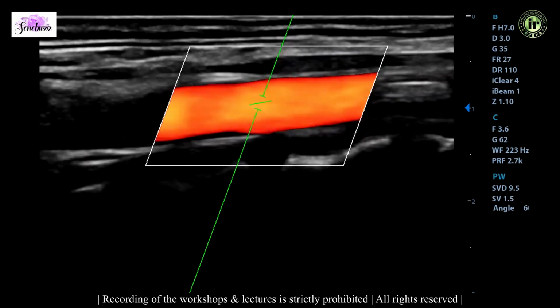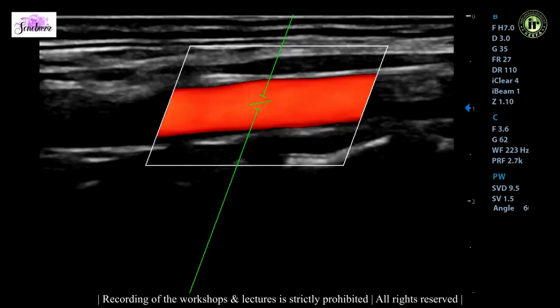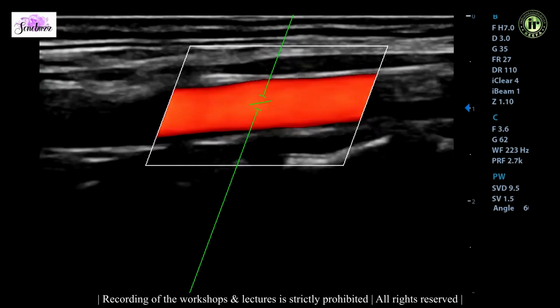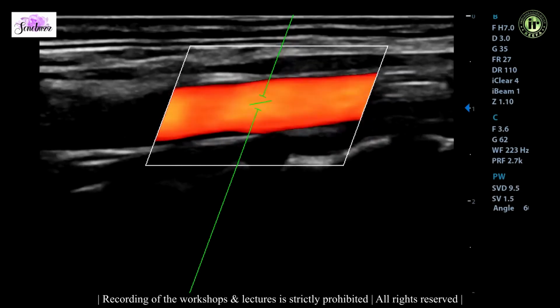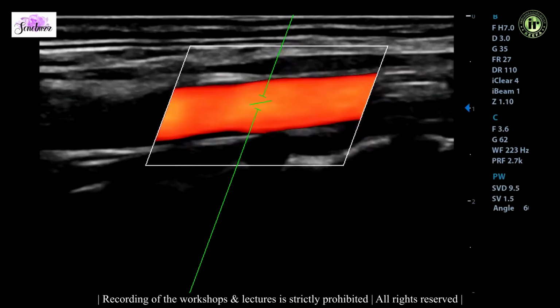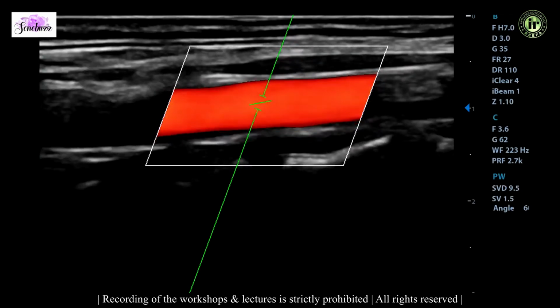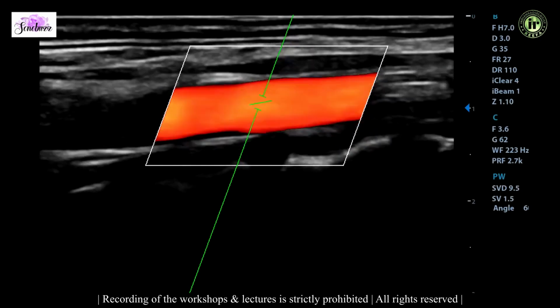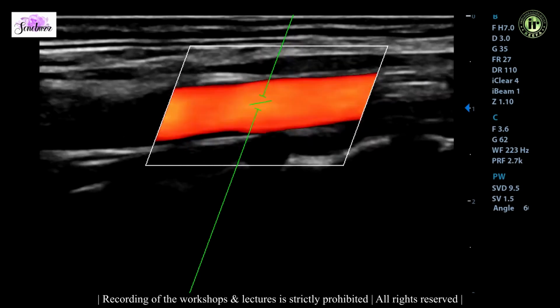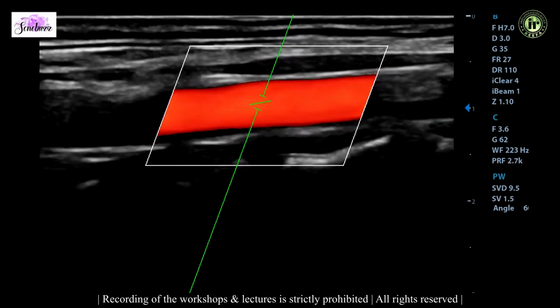So for the spectrum, it is imperative that we have a good angle correction. This is an undiseased carotid artery, so my angle is going to be parallel to the vessel wall because this is a laminar flow pattern. I know that the flow is going to be parallel to the vessel wall, and therefore my angle is set in such a way that it is parallel to the vessel wall.